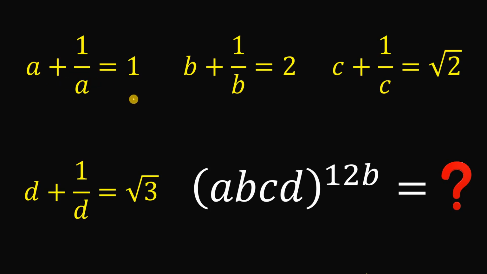If a plus 1 over a equals 1, b plus 1 over b equals 2, c plus 1 over c equals square root of 2, and d plus 1 over d equals square root of 3, then what is the numerical value of this expression: a times b times c times d raised to the power of 12b?